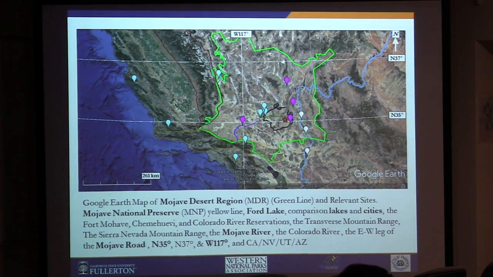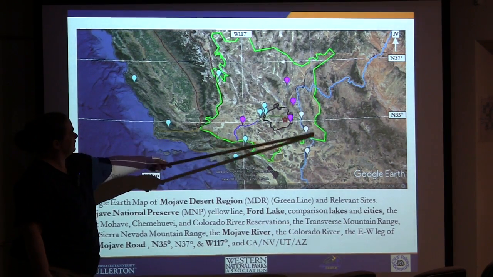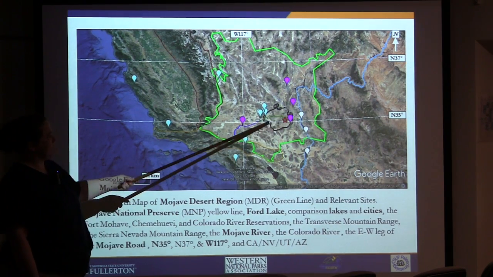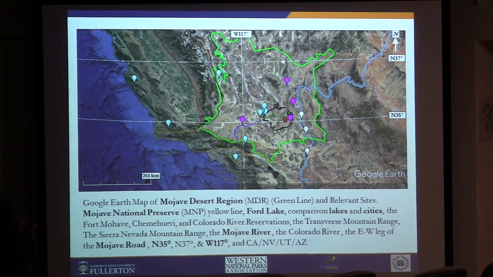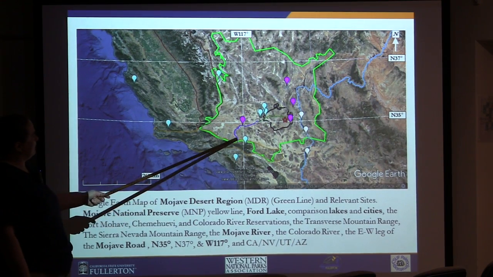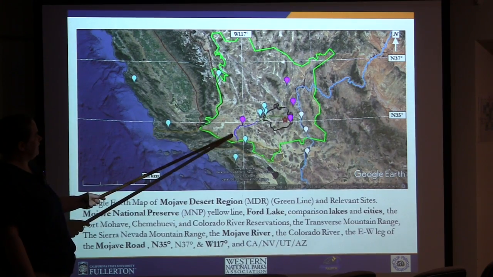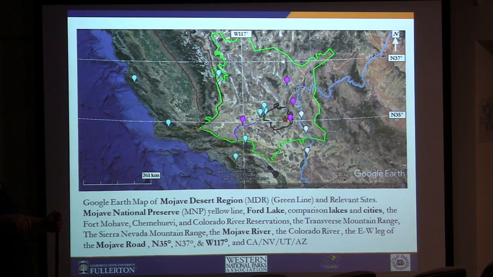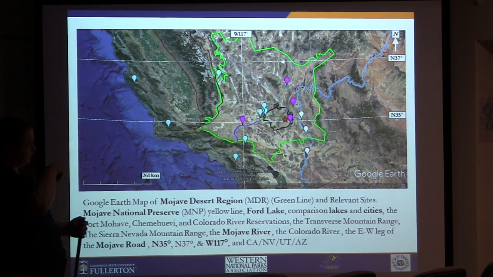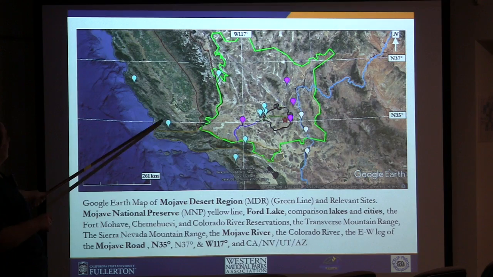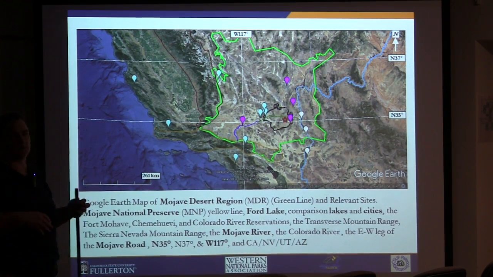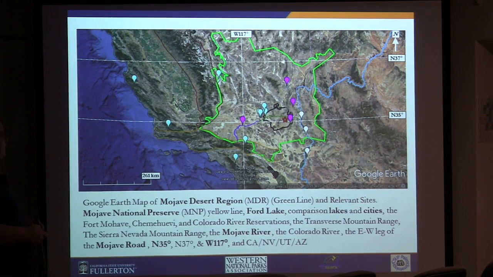So, a Google Earth map of the Mojave Desert region. We've got a green outline this time, not filled in, following around the Mojave Desert region. We've got our Mojave National Preserve in black again, our Ford Lake as the red star, and then a Mojave River line here that I'll explain in a little bit. The purple push pins are our cities, and I'll label those in a second. Our light blue push pins are our coastal comparison sites, so basically winter-dominated coastal sites.